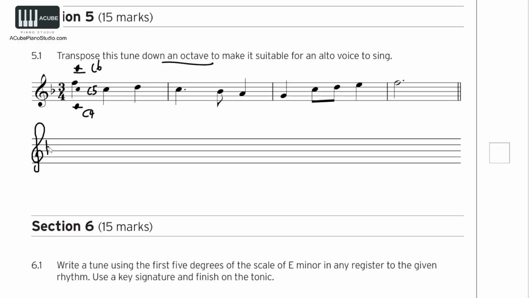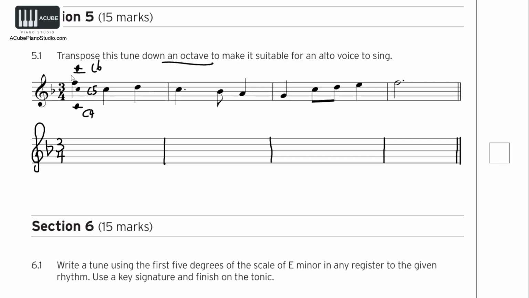Let's first copy this. When you're transposing an octave, it does nothing to the key signature, so we don't need to do anything to the key signature. Now that we have done this, I need to transpose it an octave lower, make it one octave lower.